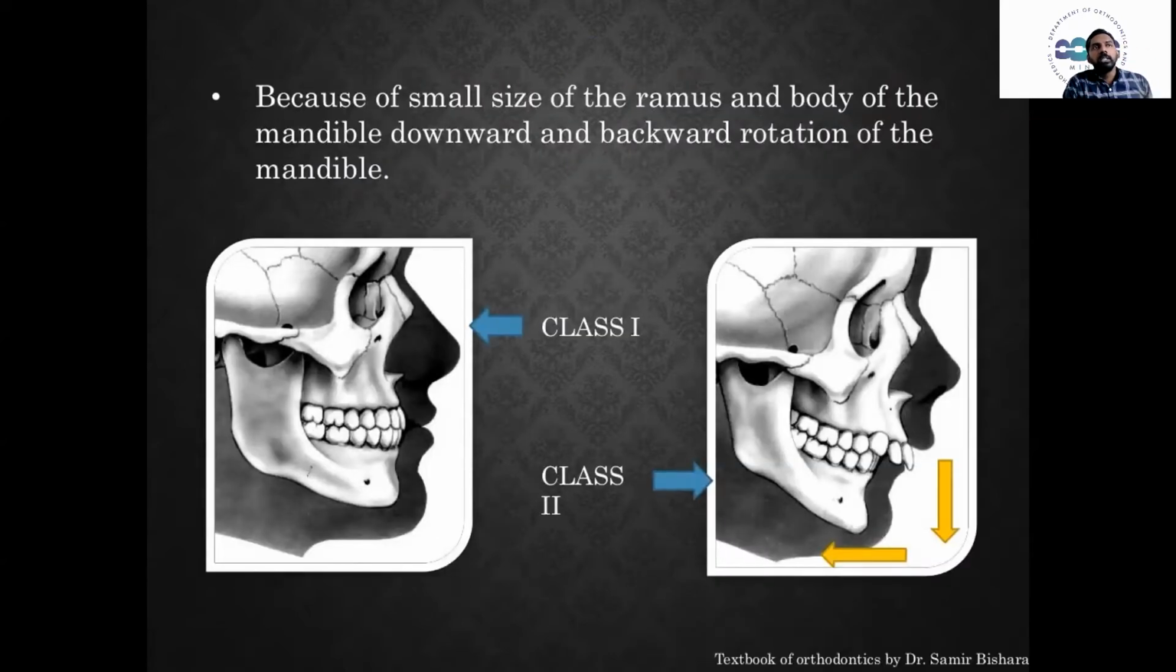In the picture we can see that because of the small size of the ramus and body of the mandible, downward and backward rotation of the mandible occurs. We can see the mandible is backwardly placed and the maxilla is forwardly placed, and there is a downward and backward rotation of the mandible, which also gives rise to a skeletal class 2 relationship.